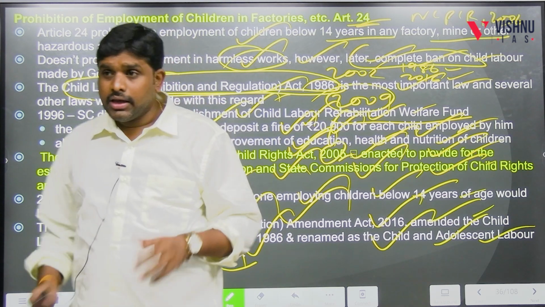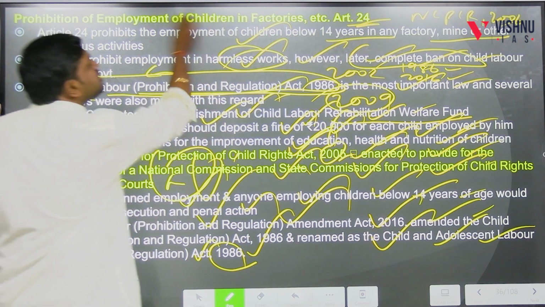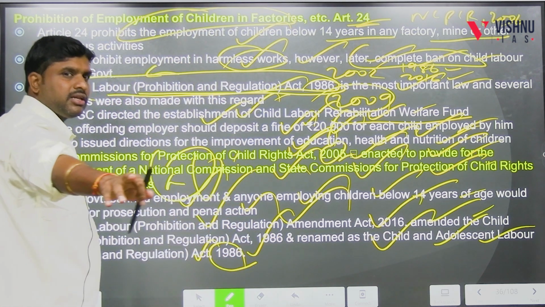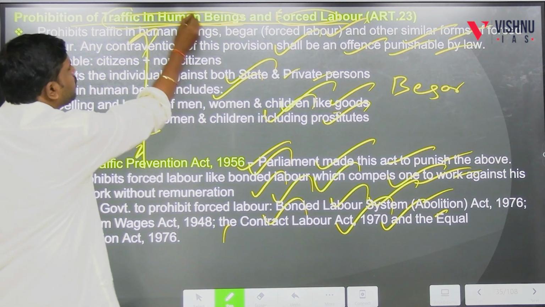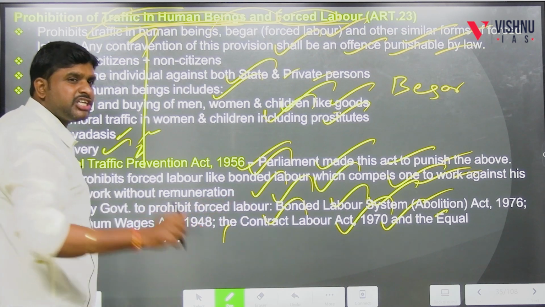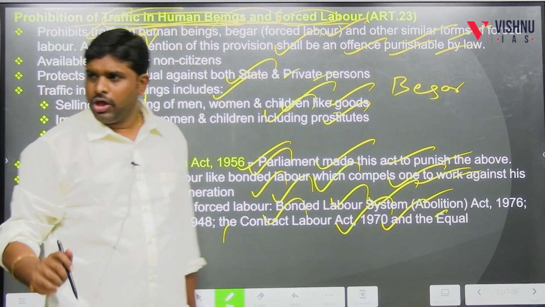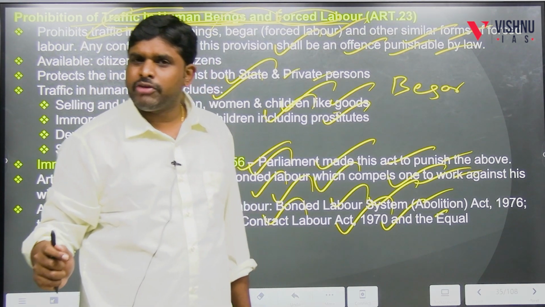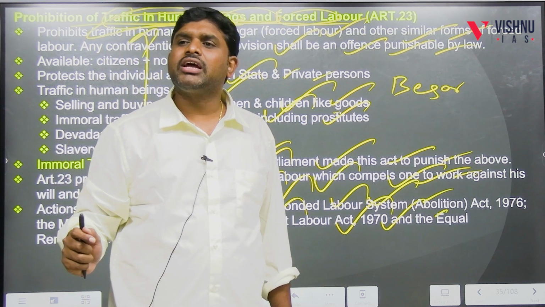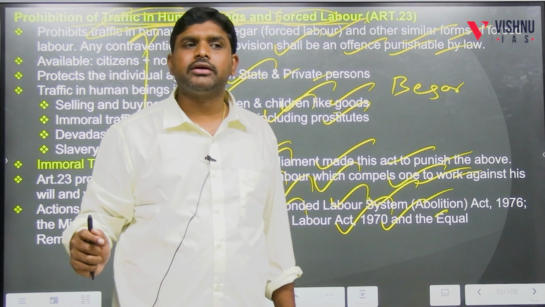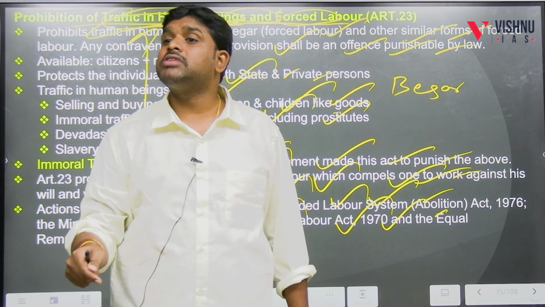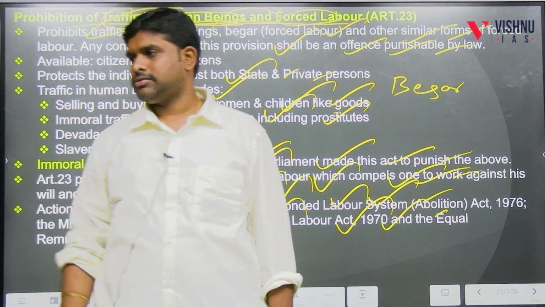2016. See, when you are writing about this article without mentioning the legislations, your answer is incomplete. When you are writing about right to education, the 86th Constitutional Amendment Act of 2002, and you write that free and compulsory education is a fundamental right under Article 21A, without mentioning the Right to Education Act of 2009, your answer is incomplete.